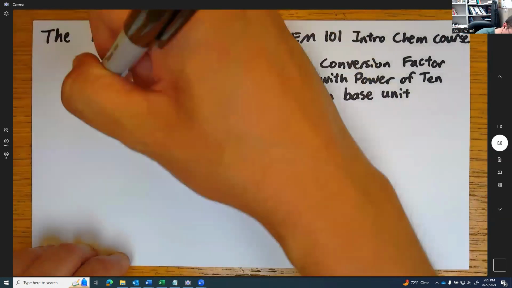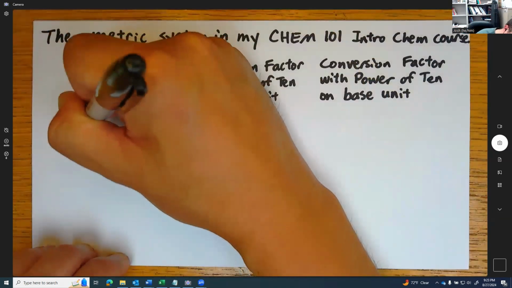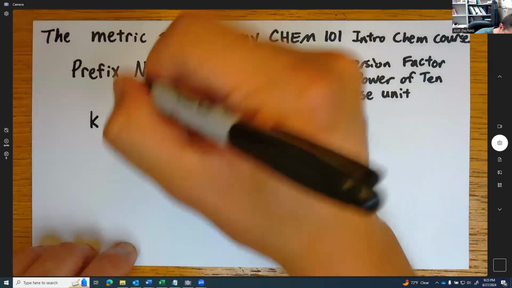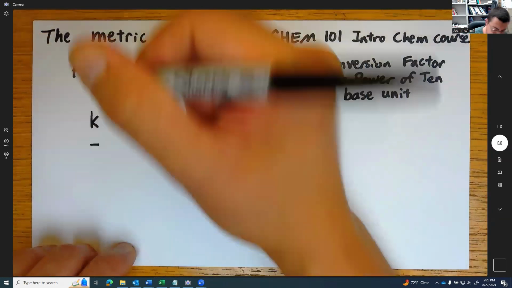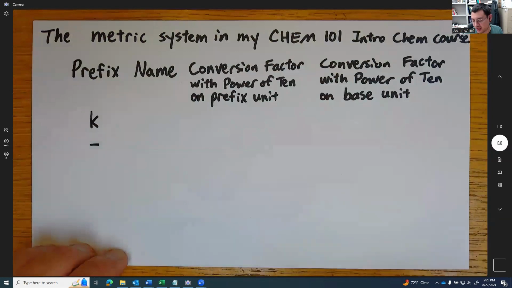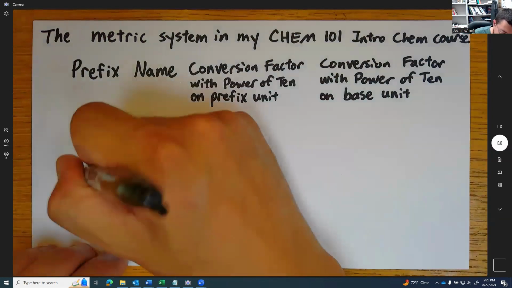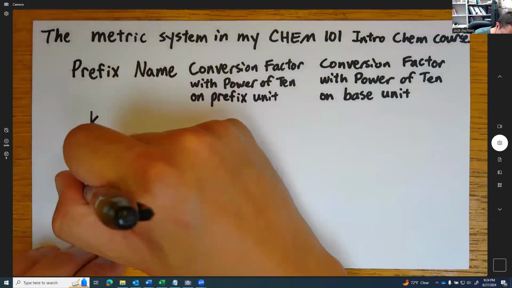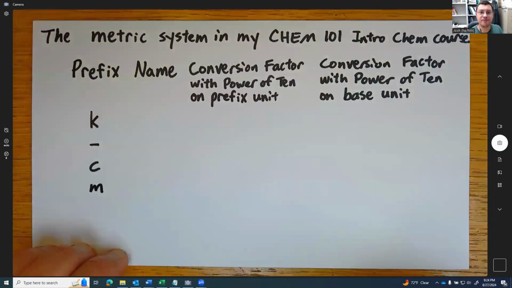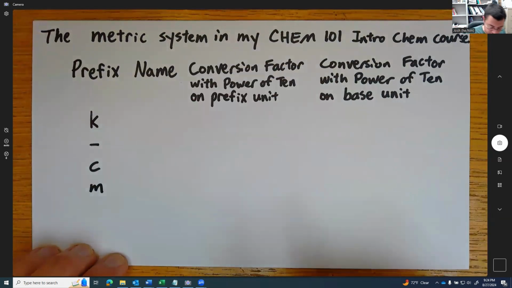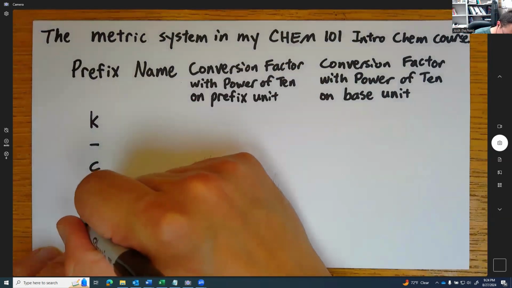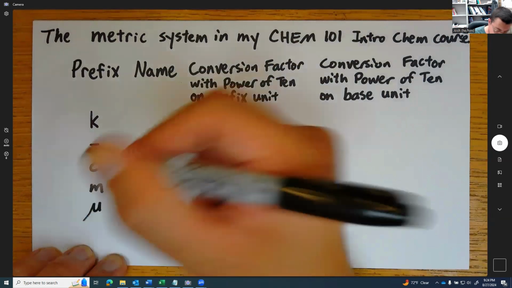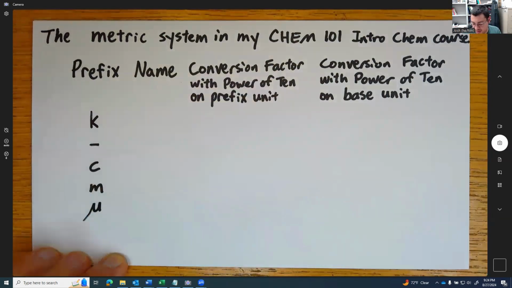So I'm going to write here a lowercase k for kilo, a little hyphen dash for nothing. That's going to be our base unit. All right, we'll have C for centi, M for milli, and then we're going to write the Greek letter mu. Okay, that's kind of how I write my mu's.